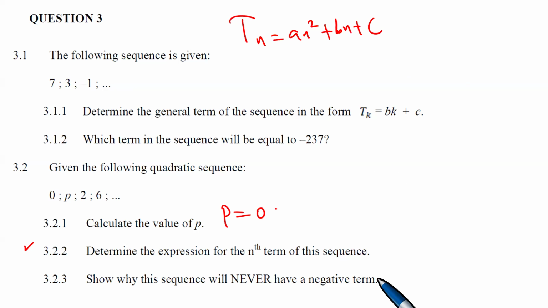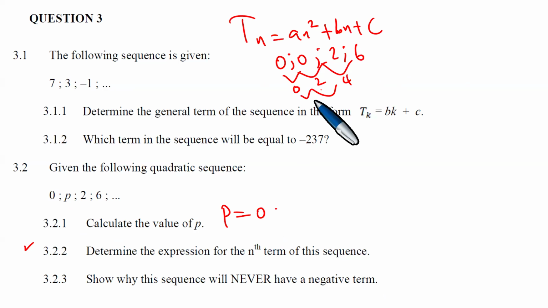So we've already got that p is equal to 0, which means that we shall have 0 here, and then we shall have 0 because p is 0, and then 2, 6. We find the differences here. 0 minus 0 is 0. 2 minus 0 is 2. 6 minus 2 is 4. 4 minus 2 is 2.